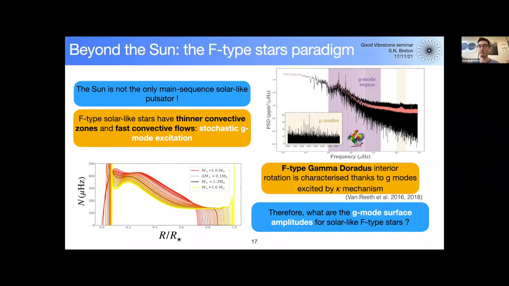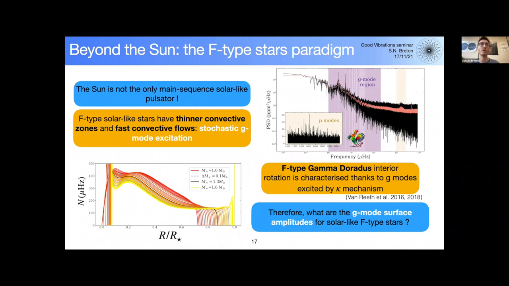Now, let's go beyond the Sun and talk about the F-type solar-like star. As I said in the introduction, if we want to characterize properly the most inner part of the radiative region of the Sun, we would require gravity modes. And this is the same thing if we want to characterize the innermost rotation of any main sequence solar-like star with a convective envelope and a radiative interior.